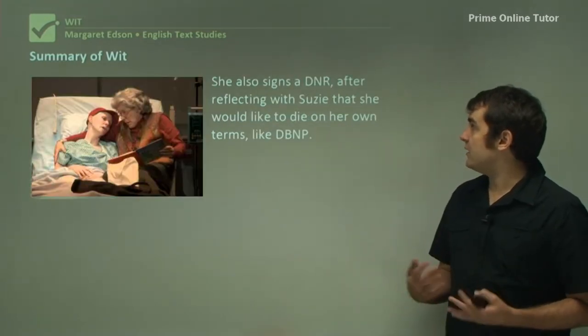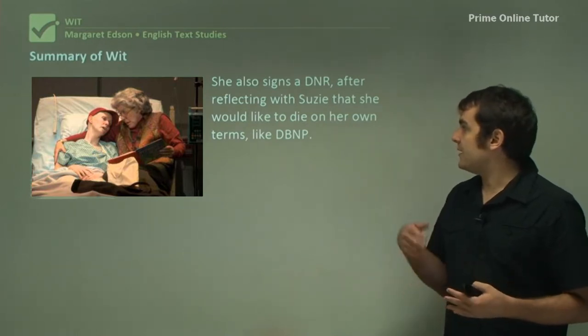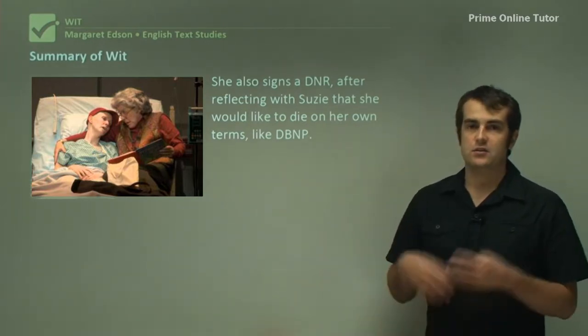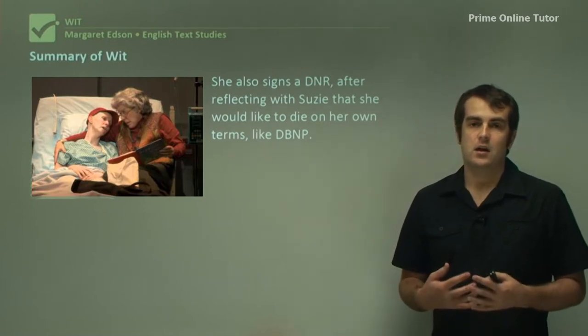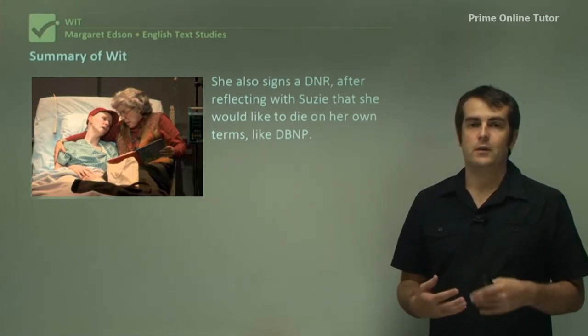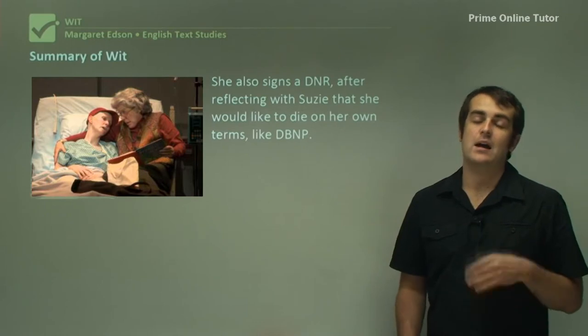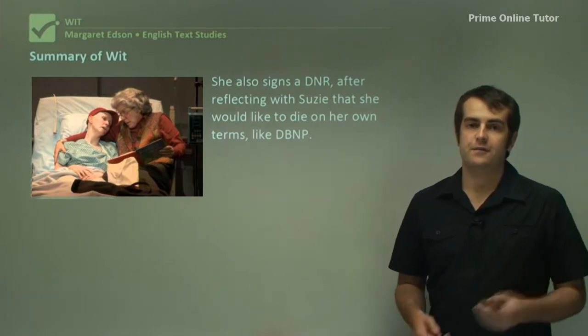She also signs a DNR, or do not resuscitate, which is a statement to say that she wants to die on her own terms, like in Death Be Not Proud, where the persona is actually conquering death in their own way.